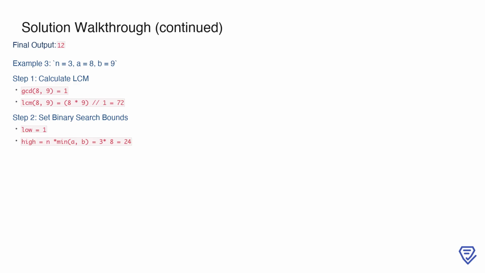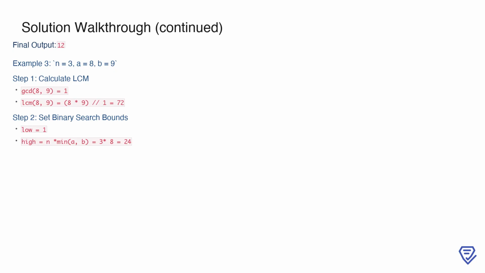Now, let's examine the next case where n equals 3, A equals 8, and B equals 9. First, we calculate the LCM. The GCD of 8 and 9 is 1, so the LCM is 8 times 9, divided by 1, which equals 72. With the LCM determined, we set the binary search bounds.